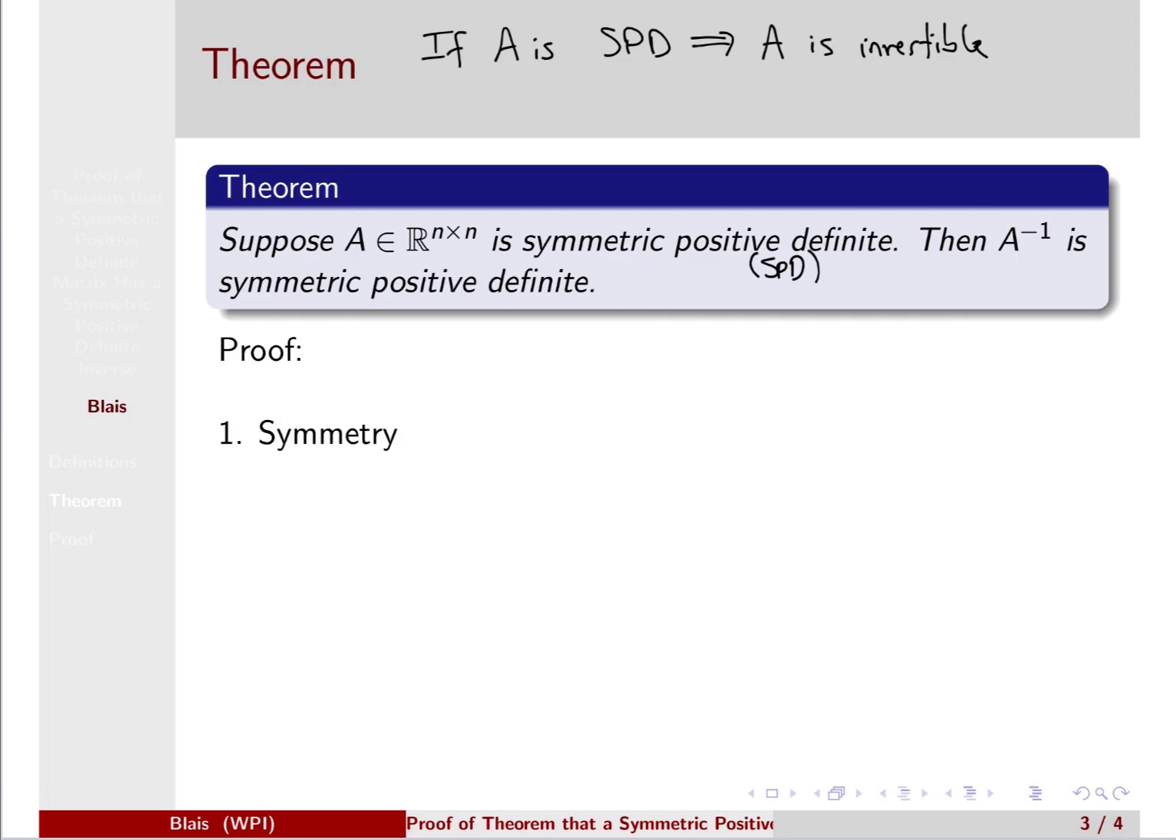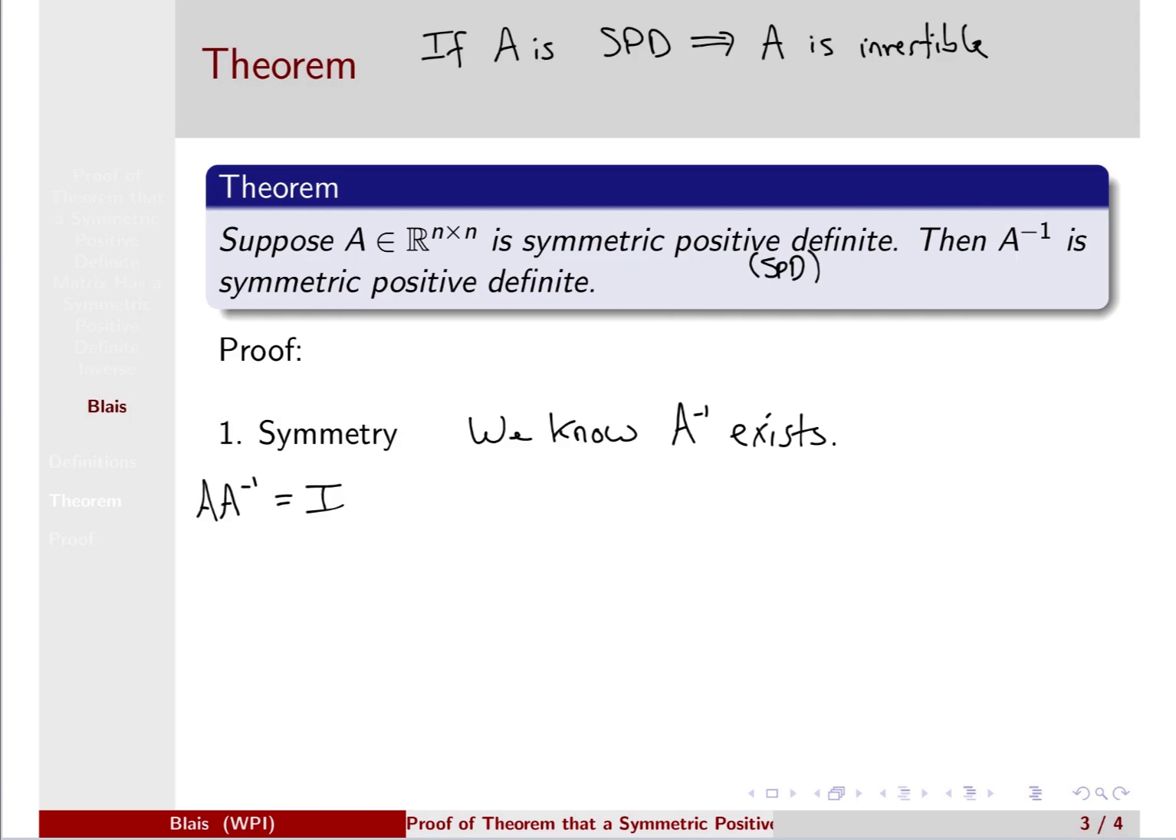Since A is invertible, we know that its inverse exists. And what does it mean for a matrix A to have an inverse A inverse? Well, we know by definition that A times A inverse is equal to the identity matrix, which is the n by n matrix that has ones on the main diagonal and zeros everywhere else.